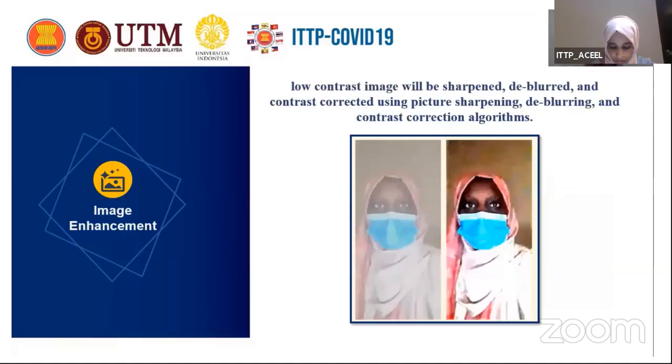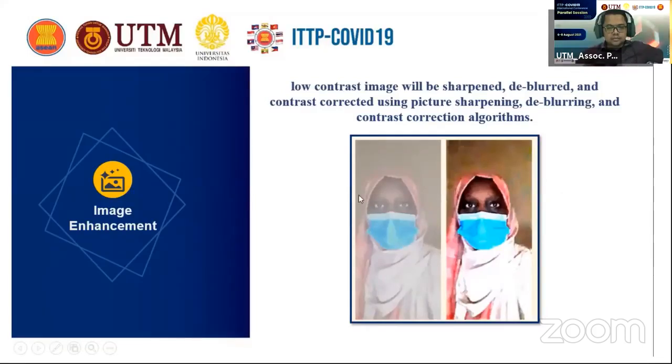After that, this is another example of using MIRNet. As we see here, this is the output of MIRNet. As we see, it's a very low contrast image. Then I entered this image into contrast correction algorithms, and I get the result.